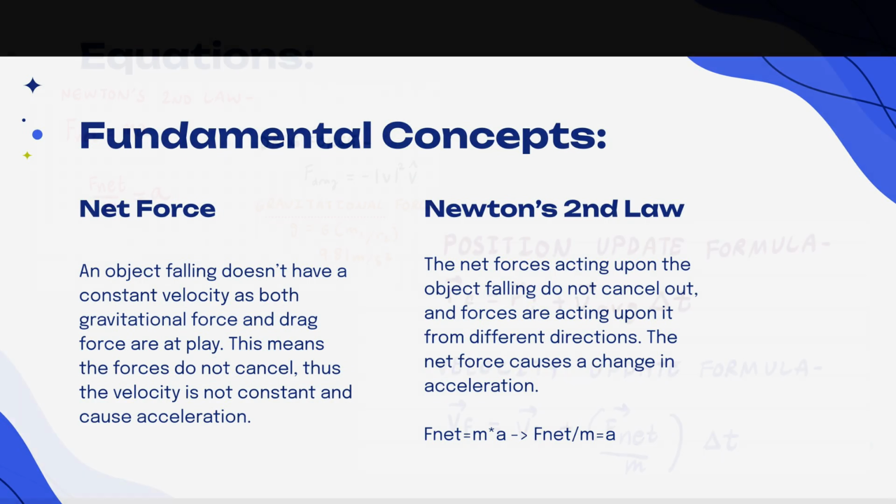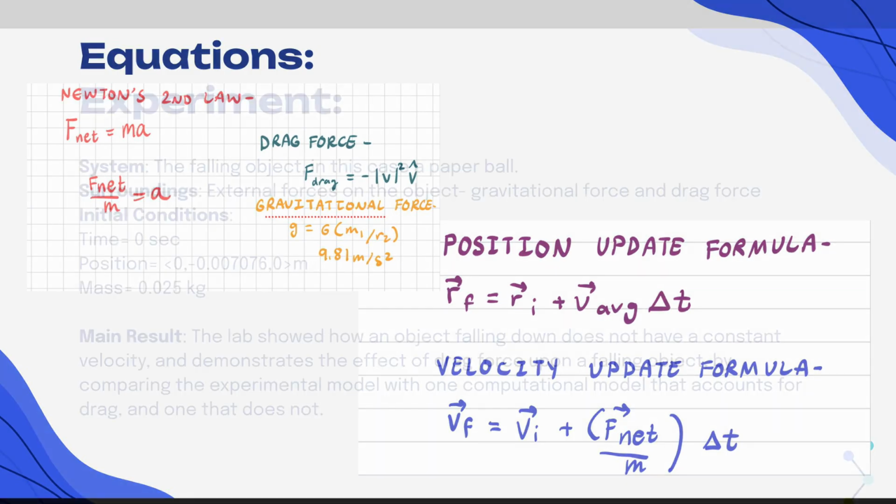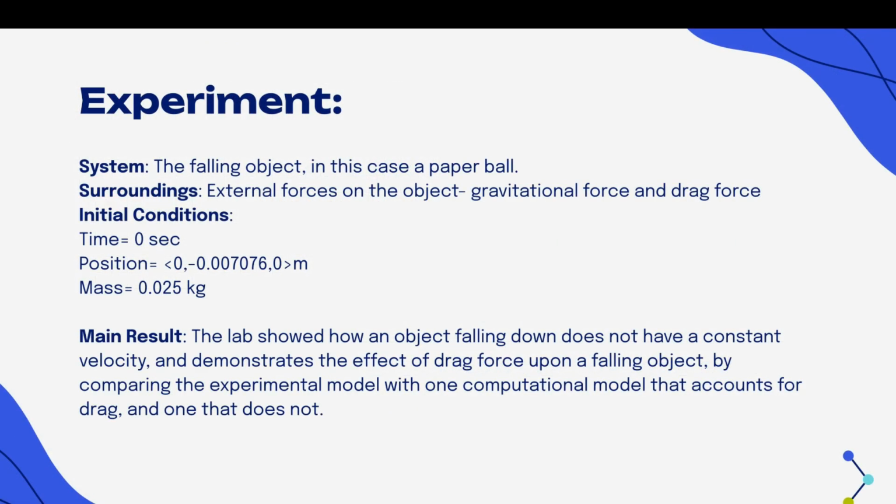So the equations we're using are F equals ma, or F net over mass equals acceleration, the drag force, the gravitational force, and then also both the position and velocity update formulas. So in this experiment, the system is the falling object, in this case a paper ball, and the surroundings are the external forces on the object, so gravitational force and drag force.